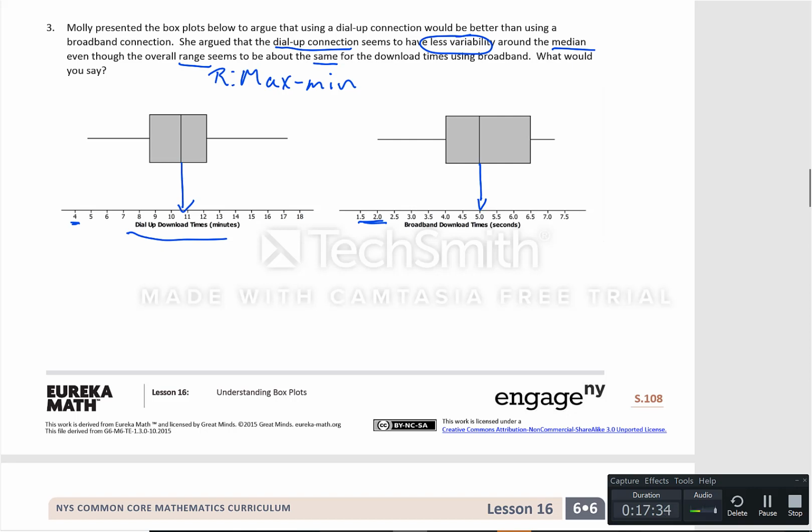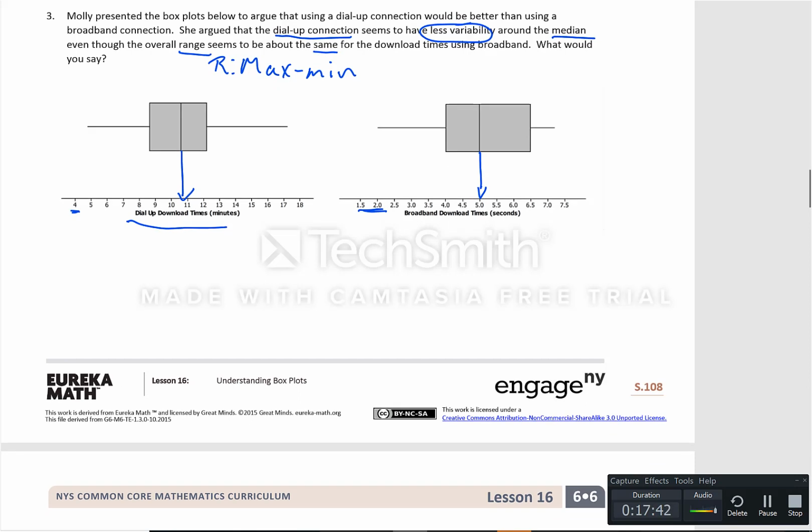This suggests that broadband is going to be faster than the dial-up. So the thing we want to take away is it is different if the units are not the same. So now let's go back to her question. She argued that the dial-up connection seems to have less variability. I can't argue for or against that because it comes back to those units not being the same.